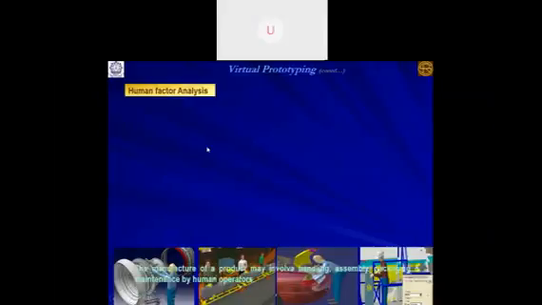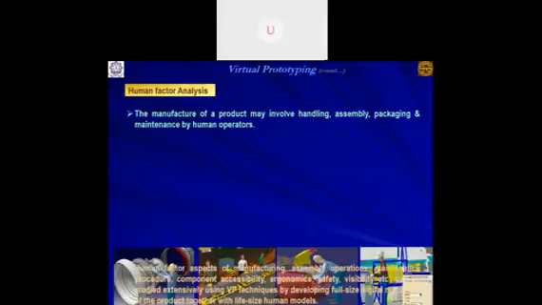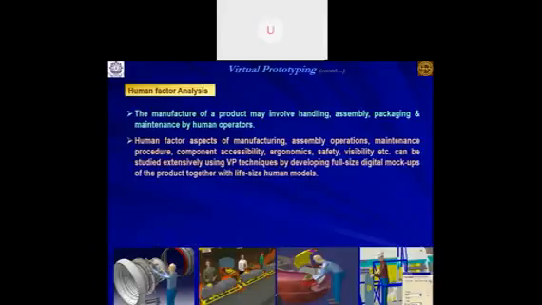So now you can easily apply the human factor analysis or the ergonomic analysis that you can do over the digital model using the CAD tools. Manufacture of the product may involve handling, assembly, packaging, and maintenance by human operators. So human factor aspects of manufacturing, assembly operation, maintenance procedure, component accessibility, ergonomics, safety, visibility, etc.